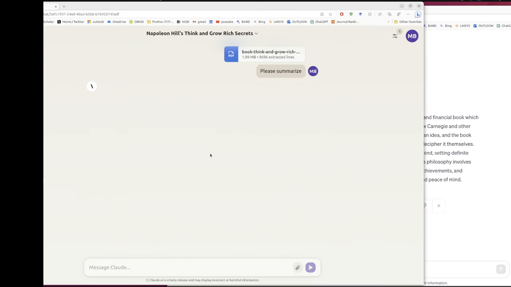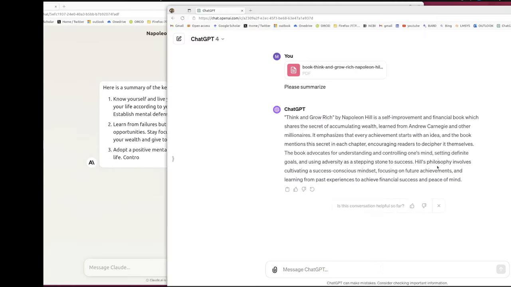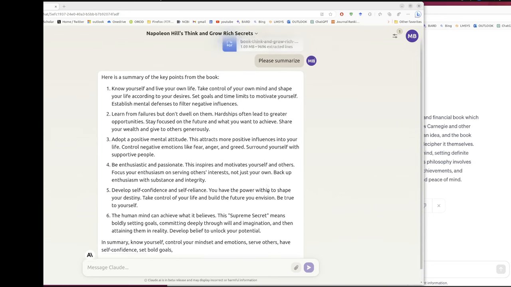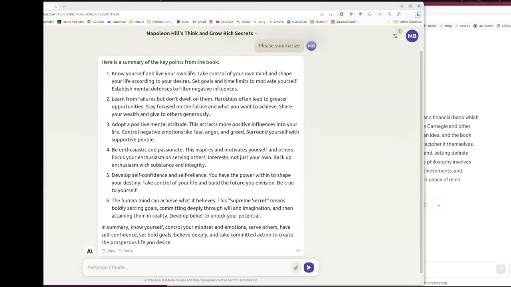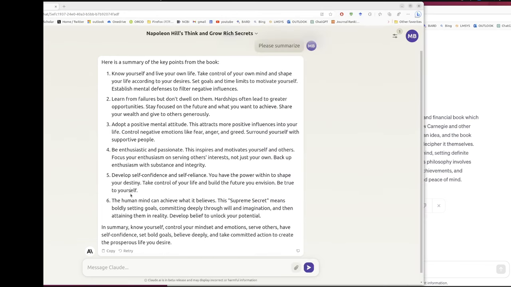Simultaneously, Claude is still reading the document. So both of them understand this is a book, and here is the summary from Claude. It's more structured and the language is more conversational. In here it's more formal in ChatGPT. It could be because of the instruction I gave earlier. Let's write a new prompt in both of them.